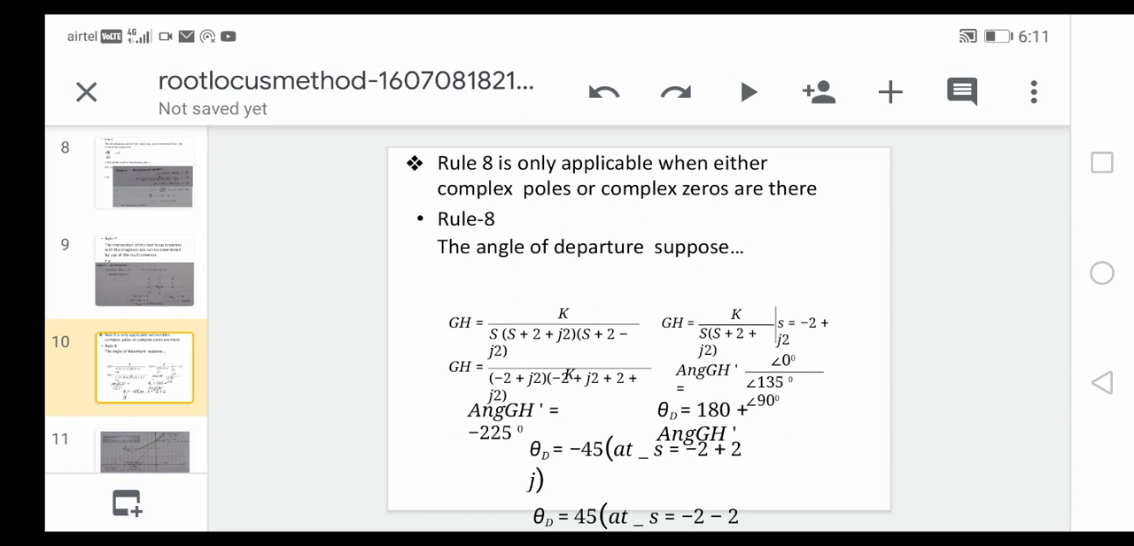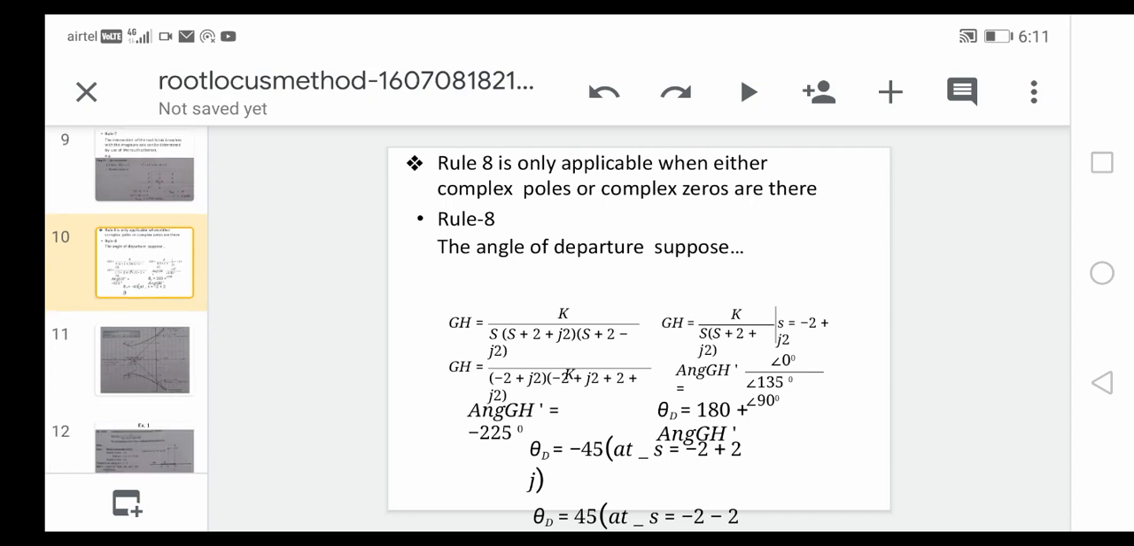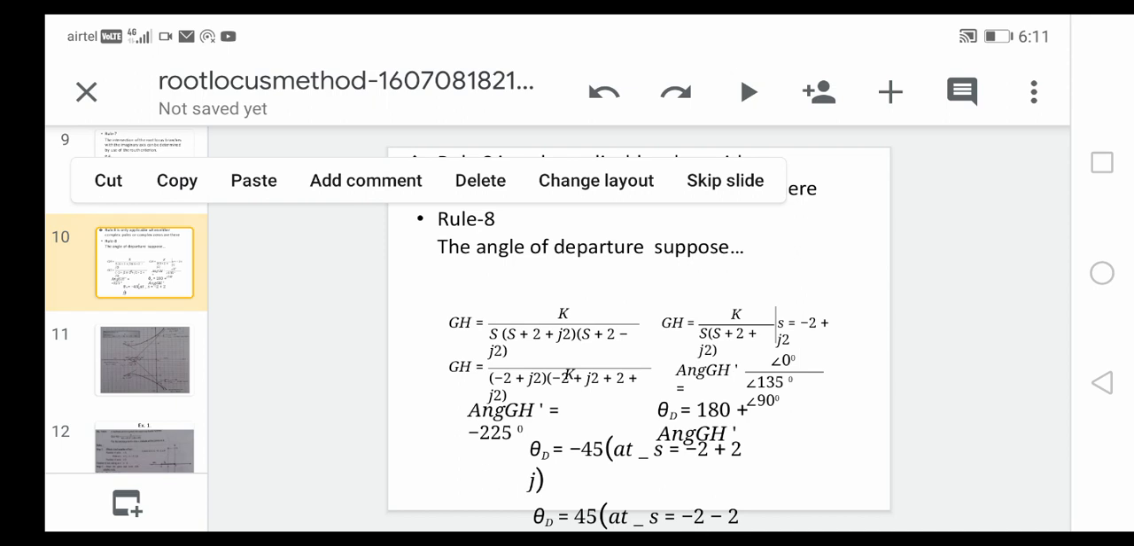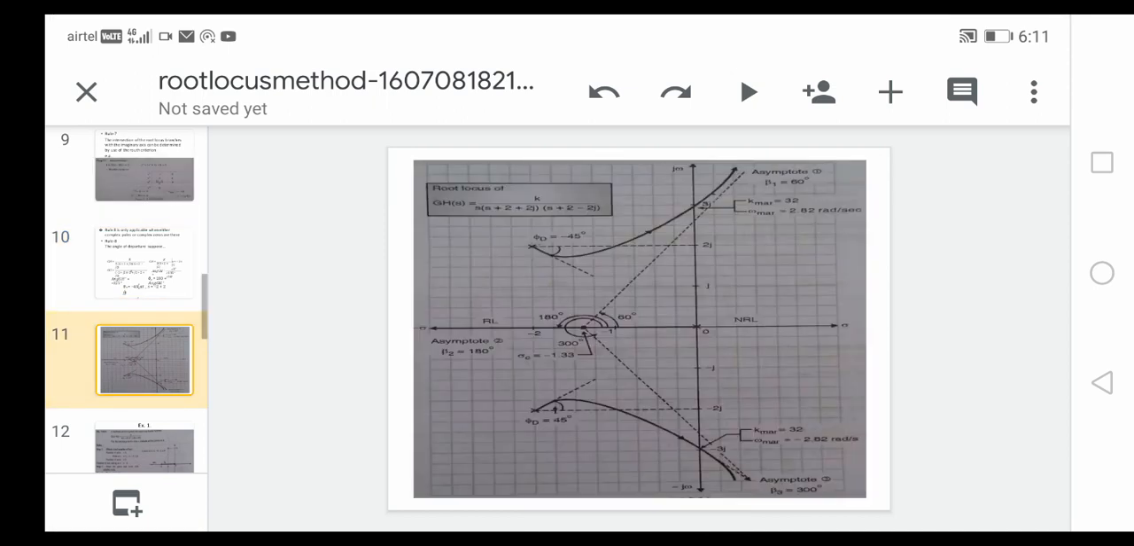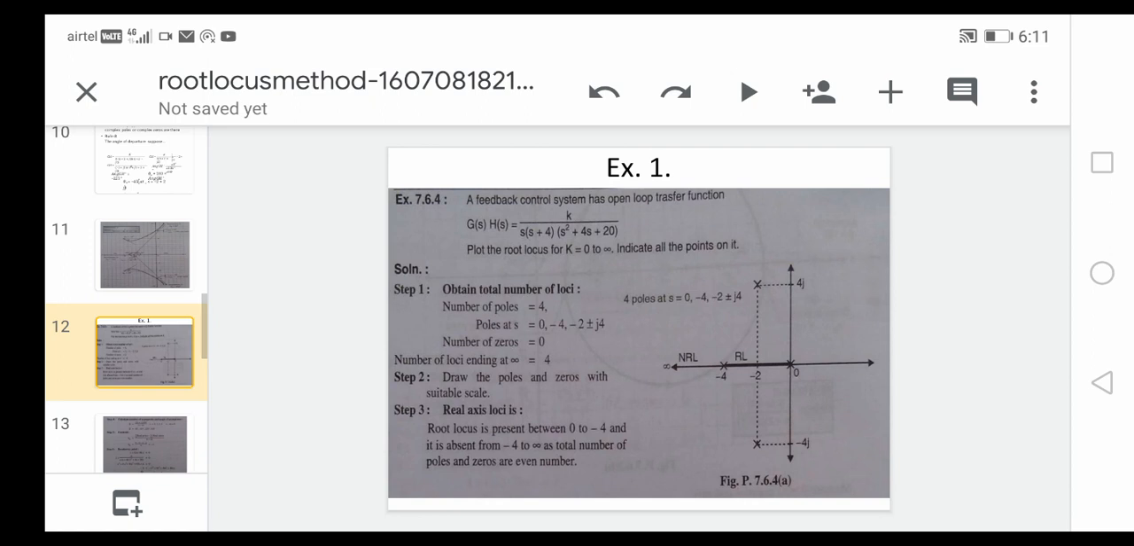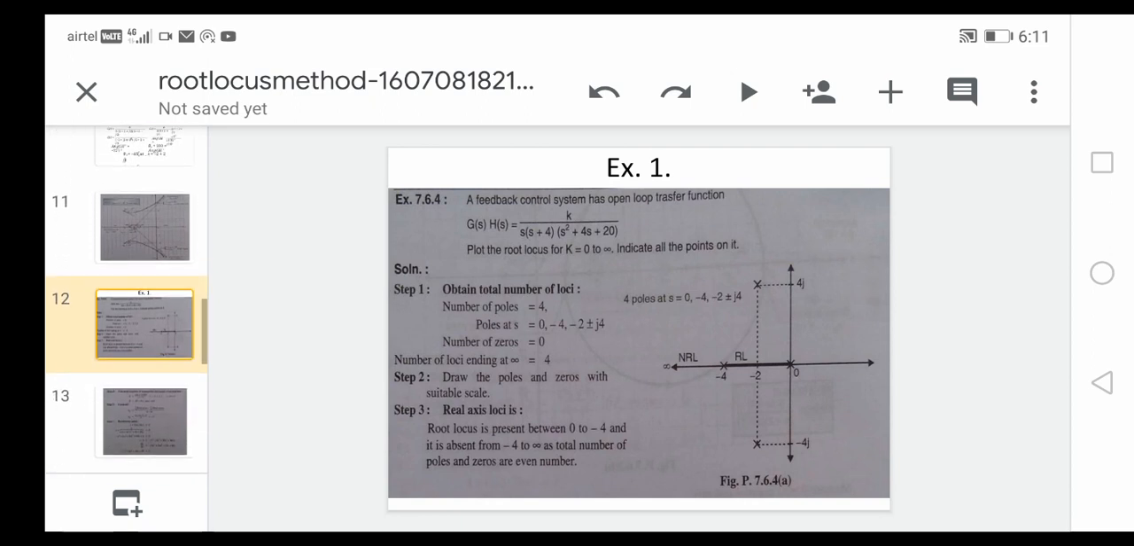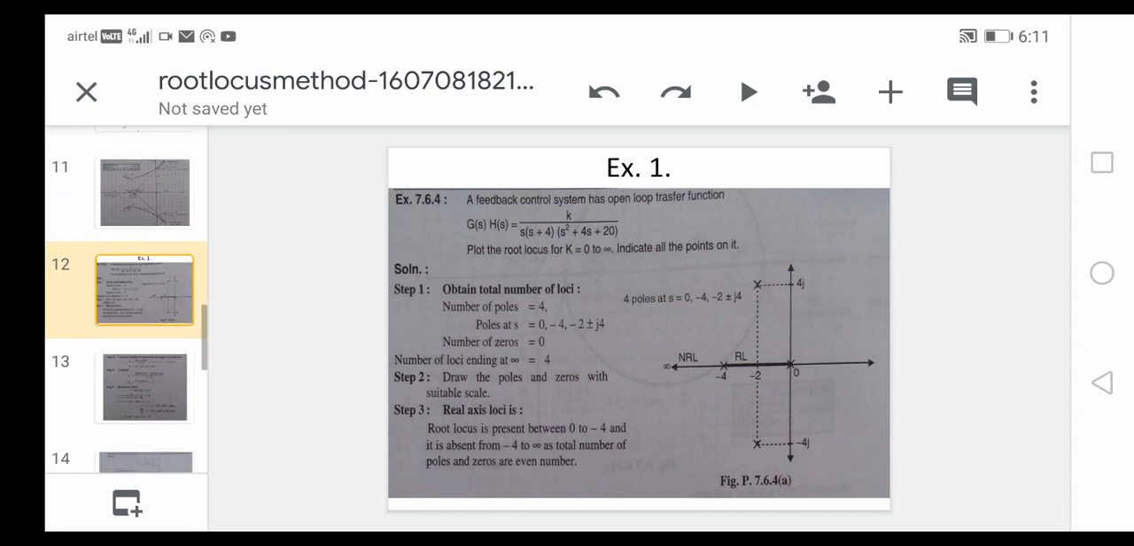And next, the eighth rule is that you need to find the angle of departure and angle of arrival. The angle of departure formula is 180 plus total angles. With respect to one angle, you need to find the angle of departure. I can explain once again. Here, I will explain angle of departure and angle of arrival again, with a simple problem.